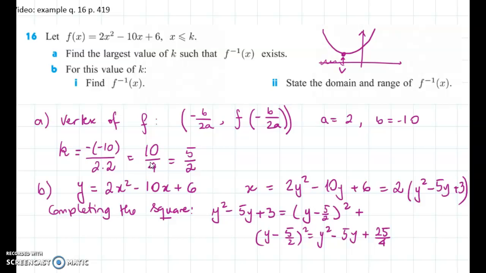So we have 3 that we had in the original expression minus 25 over 4 to cancel the 25 over 4 we have inside the brackets. So that means that x is the same as 2 times y minus 5 over 2 squared, and then let's simplify over here. 3 minus 25 over 4, that's going to be the same if we use common denominator, 12 minus 25 over 4, so minus 13 over 4.